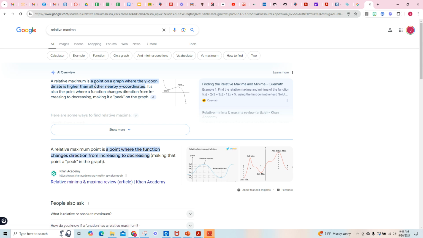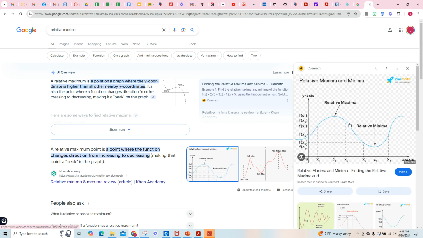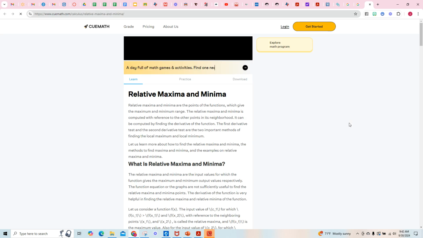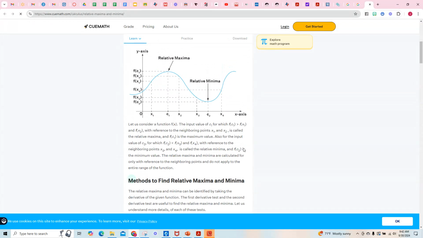A relative maximum is a point on a graph where the y-coordinate is higher than all other nearby y-coordinates. It's also the point where a function changes direction from increasing to decreasing, making it a peak on a graph. So that's the key part, changes direction from increasing to decreasing. Let's see if this picture will come up. So you can see in this graph, here's the relative maxima, and then here's the relative minima.